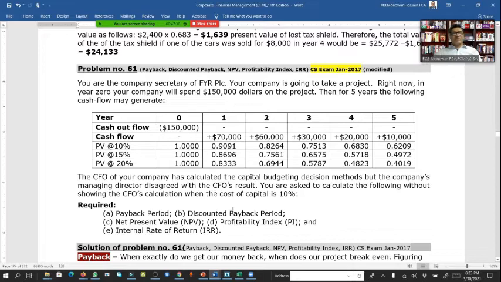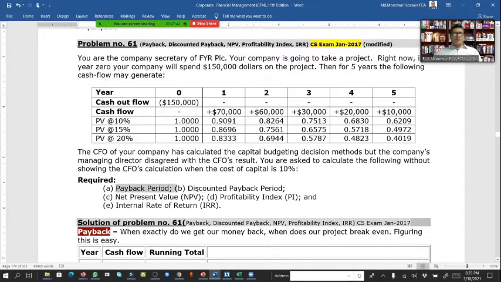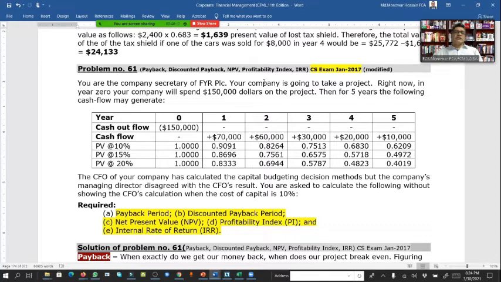So within this math you will be able to understand payback period, discounted payback period, net present value, profitability index, and internal rate of return within the same figure. You are the company secretary of one company. Your company is going to take a project. Right now in year 0 your company will spend 1,50,000.